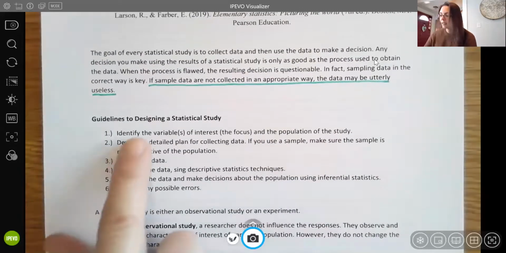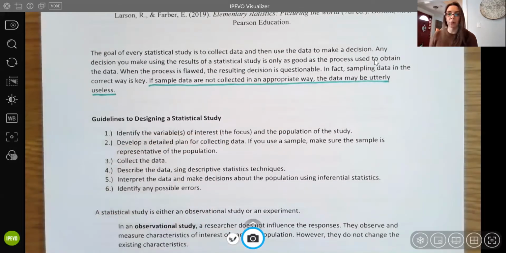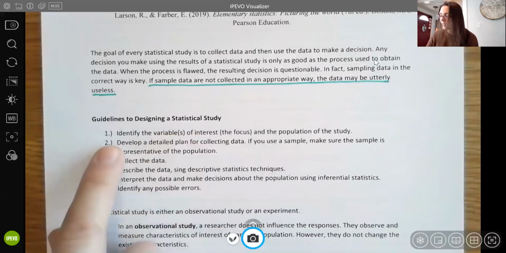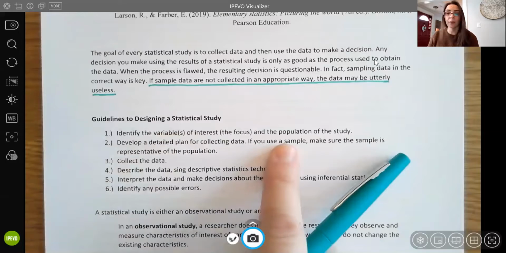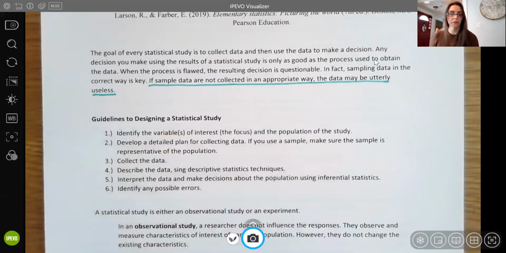So when we're designing statistical studies, what's the general process? The first thing is to identify the variable or variables of interest. So what are you focusing on? What are the questions that you're trying to answer? What are you interested in? What's the topic? And then, of course, what population are you studying?